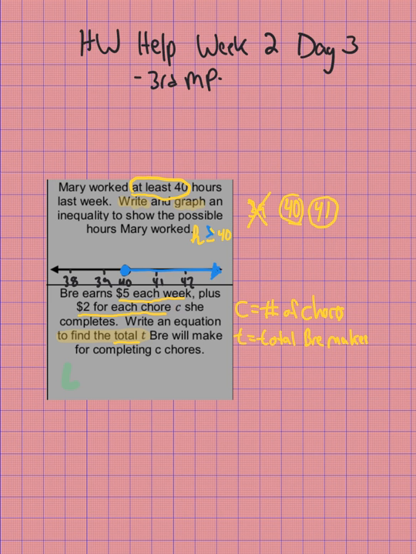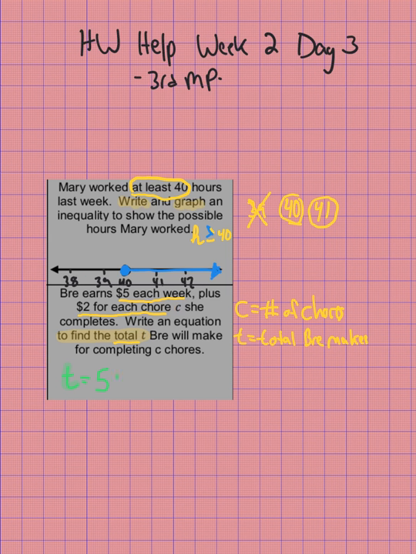Oops, I want to use the pen, not the highlighter. T equals. So the total equals. Now we've got two things here. It's $5 for each week plus $2 for each chore C. So the 5 is what she's going to make no matter what for the week. But depending on the number of chores, you'd have to multiply each chore by $2 because it's $2 a chore.